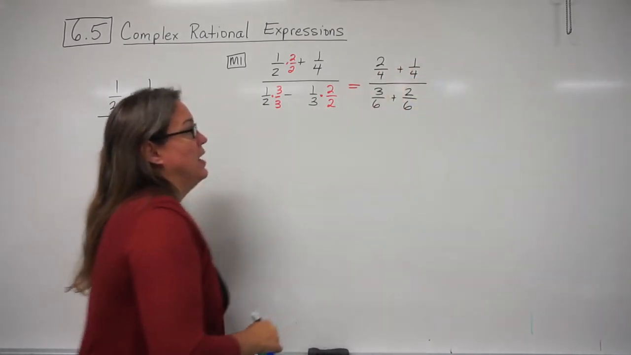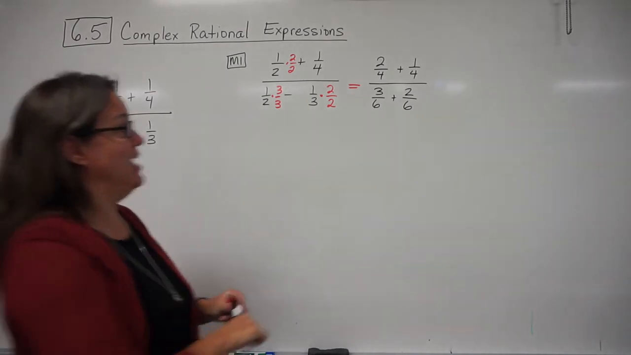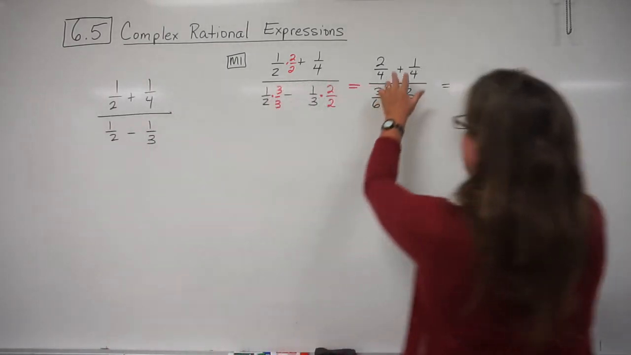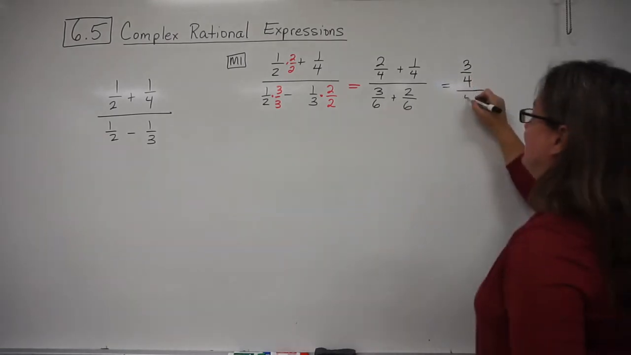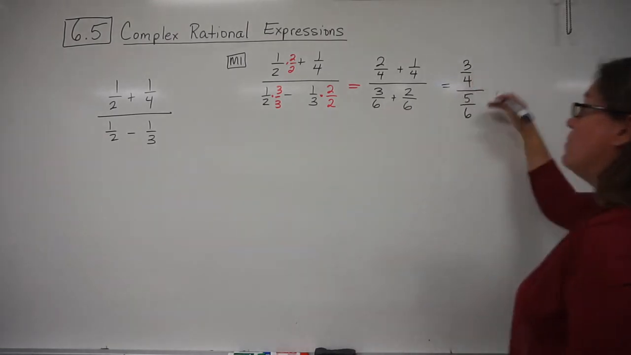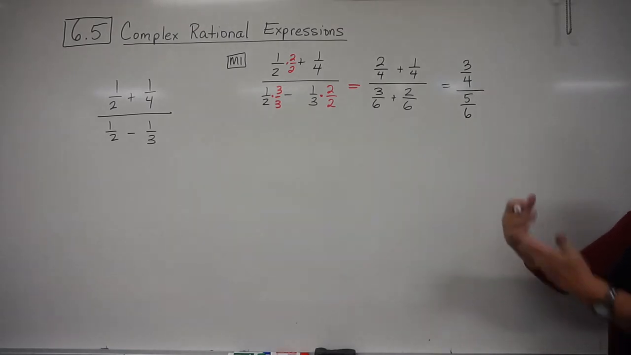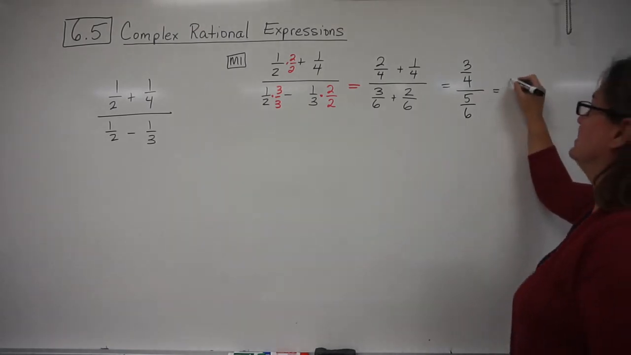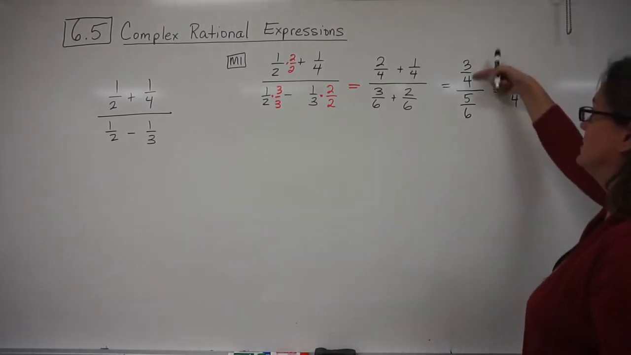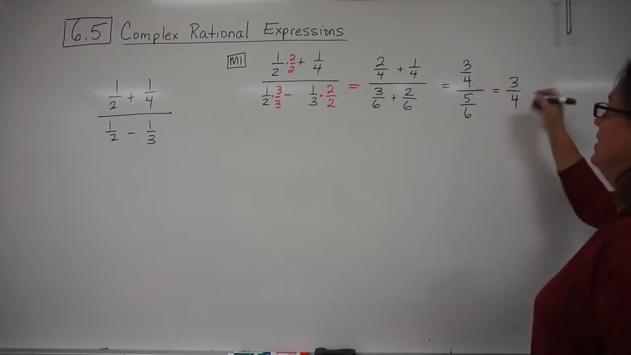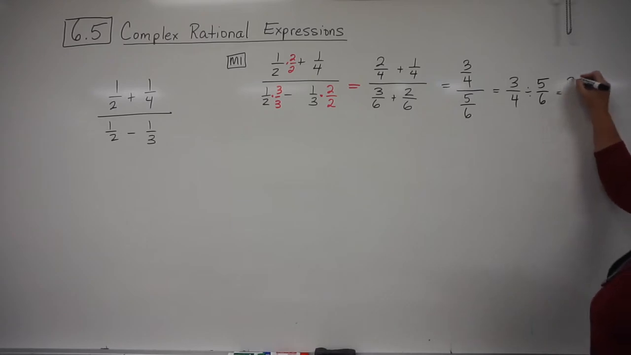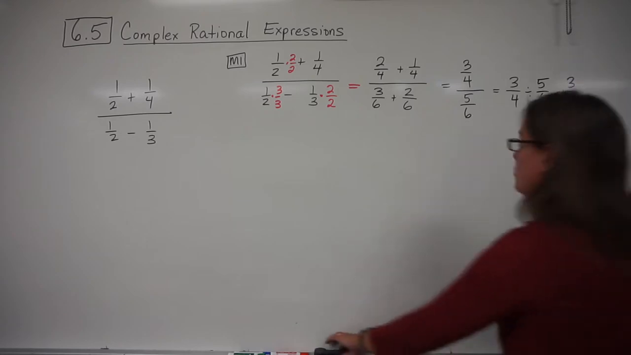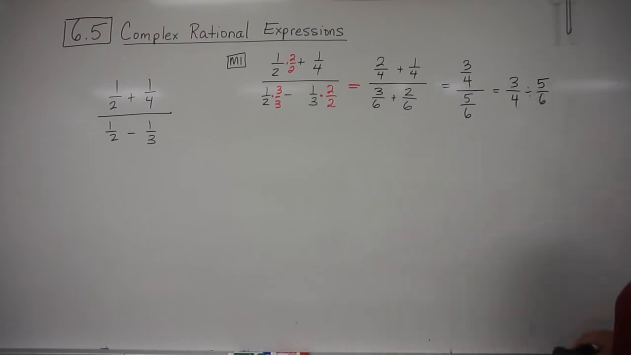Now that we have common denominators, we can add. Up top, we get 3/4. On the bottom, we get 5/6. And now we're back to where we started with our first example. This is the same as 3/4 divided by 5/6, which is the same as 3/4. Maybe I should write it beneath because I think I'm out of space over here.